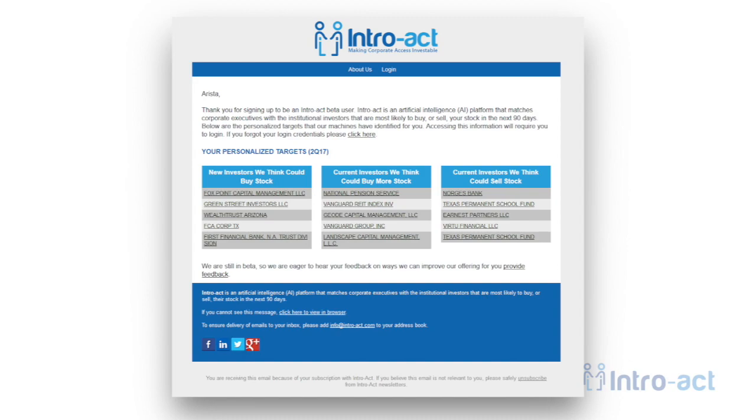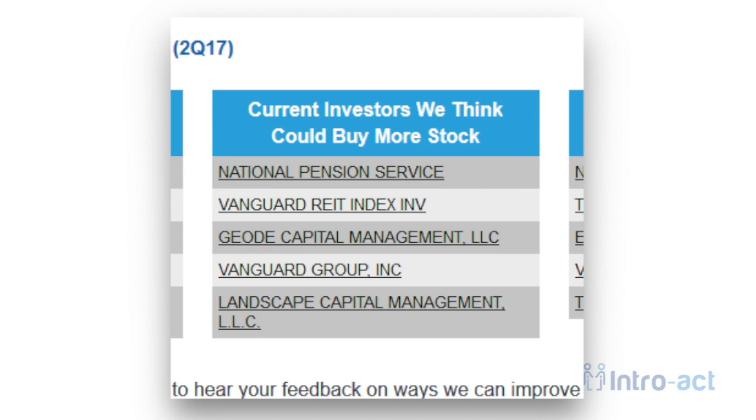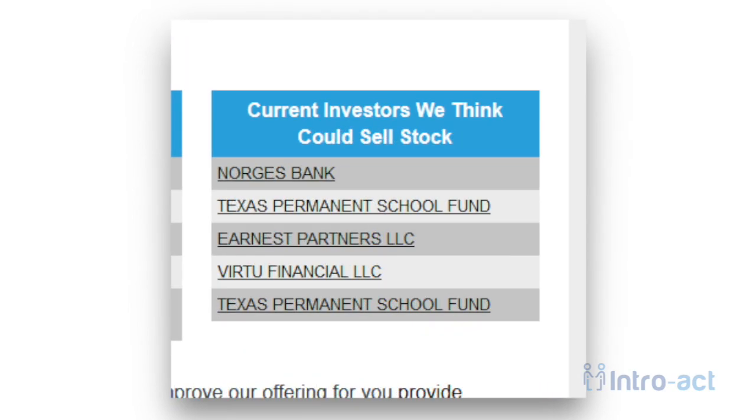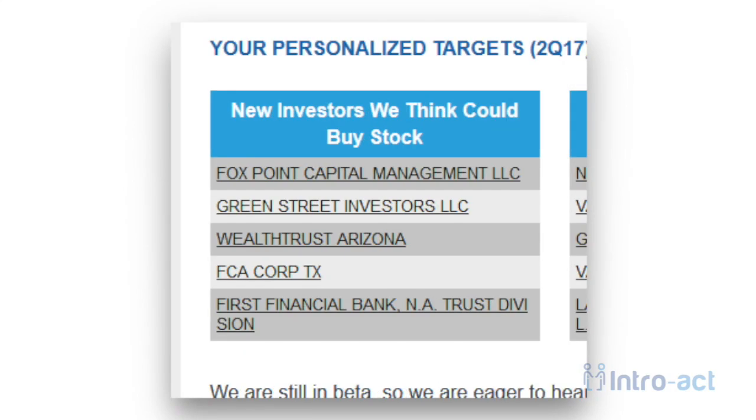Introact algorithms also deduce 3 types of predicted investors: existing owners who know a fair amount about your company and are likely to buy more, existing owners who are likely to reduce or sell out of ownership, and new buyers who might not be as familiar with your story.